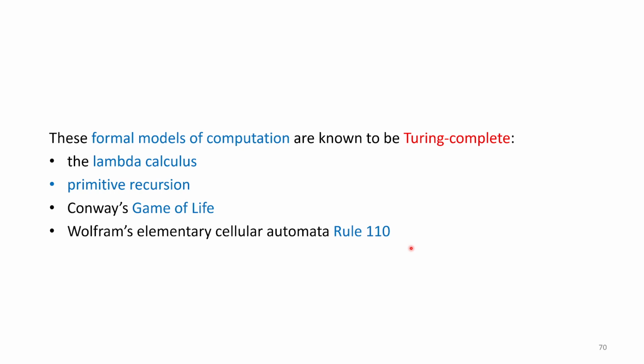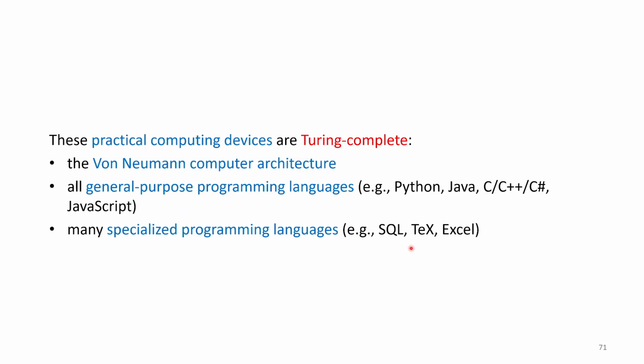Originally, that was not the goal, but it did turn out to be Turing complete after analysis. There are also practical computing devices that are Turing complete. The von Neumann computer architecture is Turing complete. What is the von Neumann computer architecture? That's the architecture that we currently use for all of our computers.